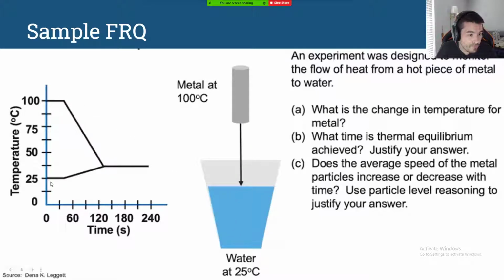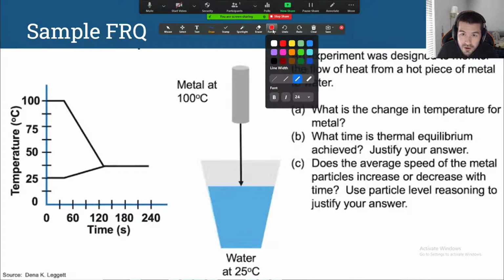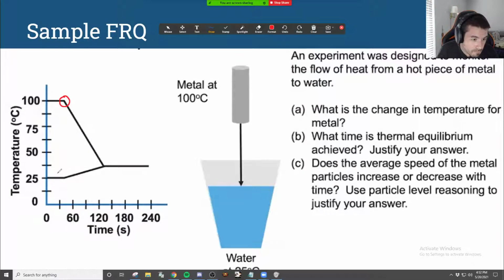We've got a graph which shows the temperature over time. This looks like something that honestly could be on the ACT. Nice little simple graph. We clearly have the metal, which starts at 100, the water, which starts at 25. This point right here, this time, maybe 40 seconds or something like that, is when the metal first comes into contact with the water.